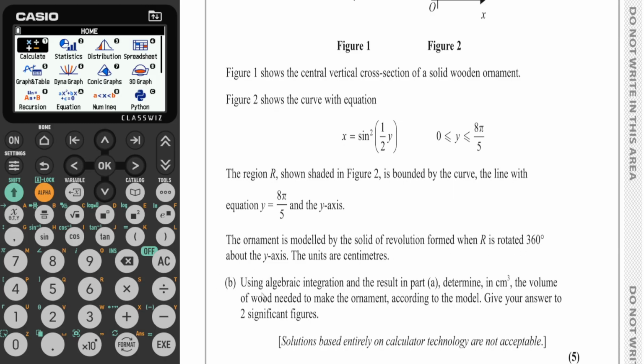The units are centimetres. Part B, using algebraic integration and the result in part A, determine in centimetres cubed the volume of wood needed to make the ornament according to the model. Give your answer to 2 significant figures.